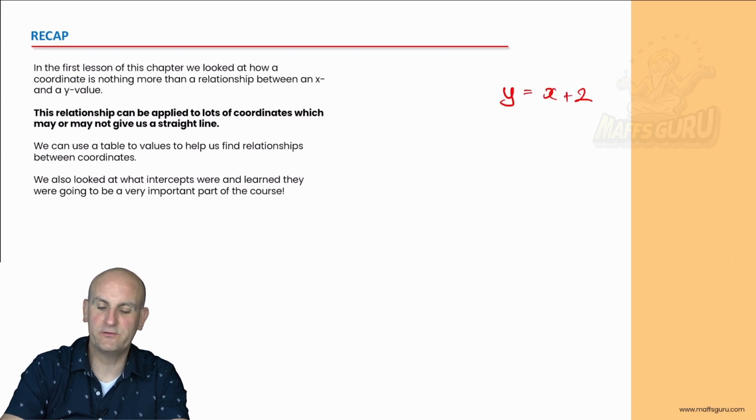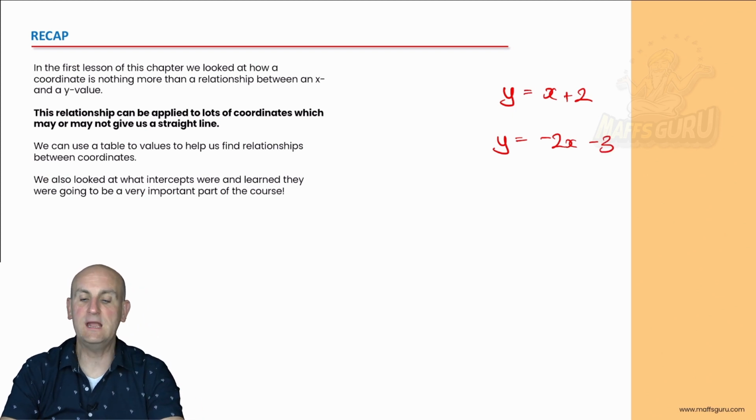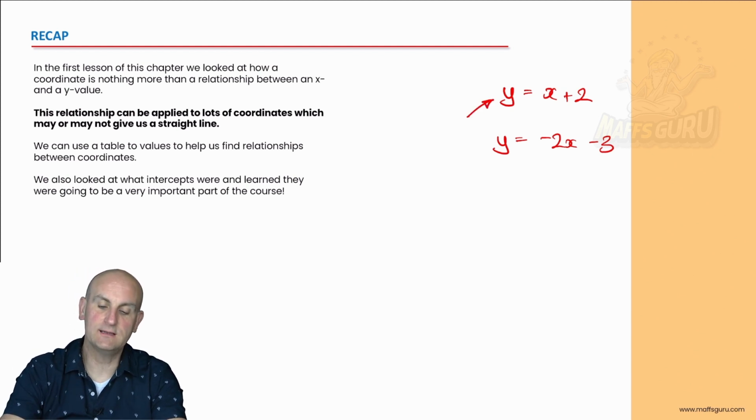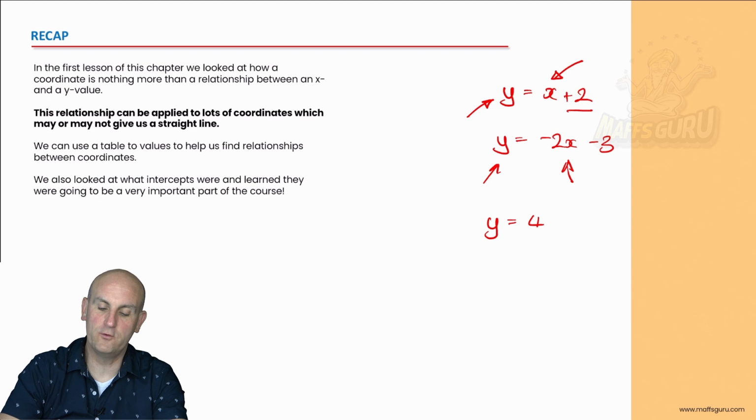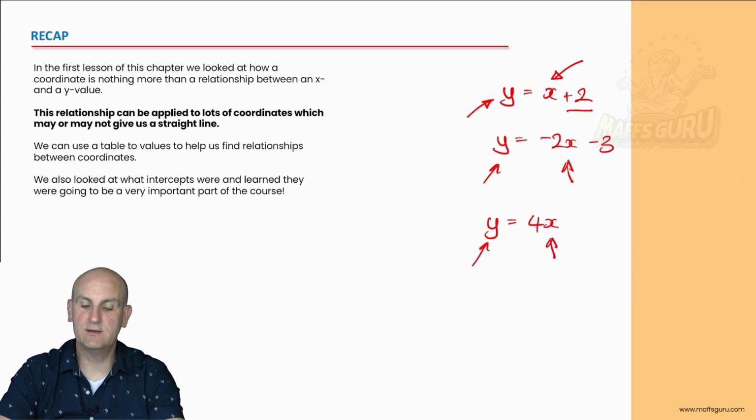Y equals x plus 2. Y equals minus 2x minus 3. These are just examples that are coming off the top of my head. I know that each of these is a straight line. Why? Because it's got a y letter, an x letter, and a number. This has a y letter, an x letter, and a number. That number doesn't always need to be there because I can actually have y equals 4x. That is still a linear relationship because it's got a y in it, it's got an x in it.